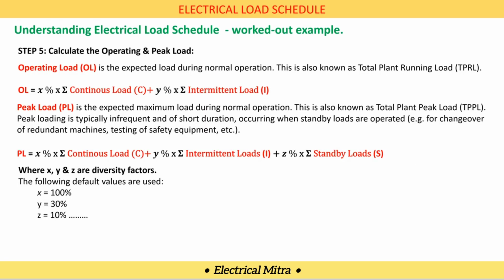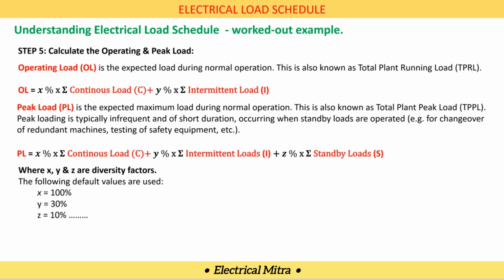Once we have the sum of the continuous loads, the intermittent and the standby loads, we can now proceed to calculate the operating and peak loads. Many organizations have their own distinct methods for calculating the operating and peak loads. The operating load, or the total plant running load TPRL, is the expected load during normal plant operation. As can be seen from the formula, operating load is calculated as 100% of the sum of all continuous loads plus 30% of the sum of all intermittent loads.